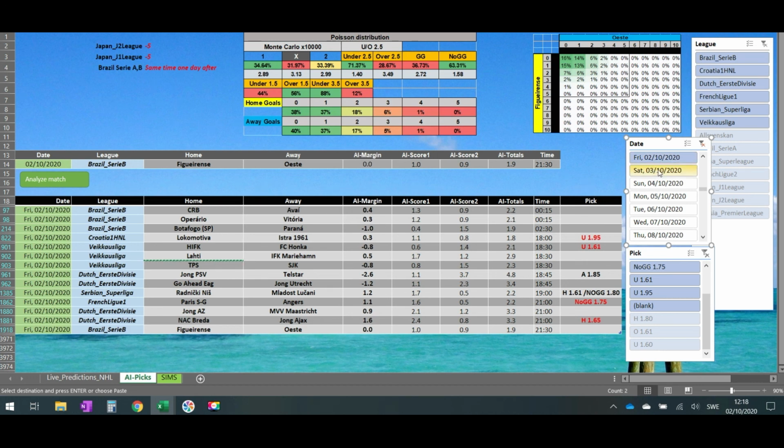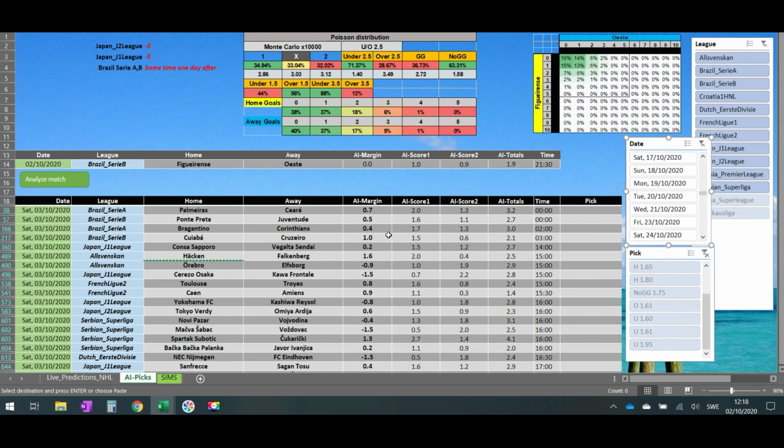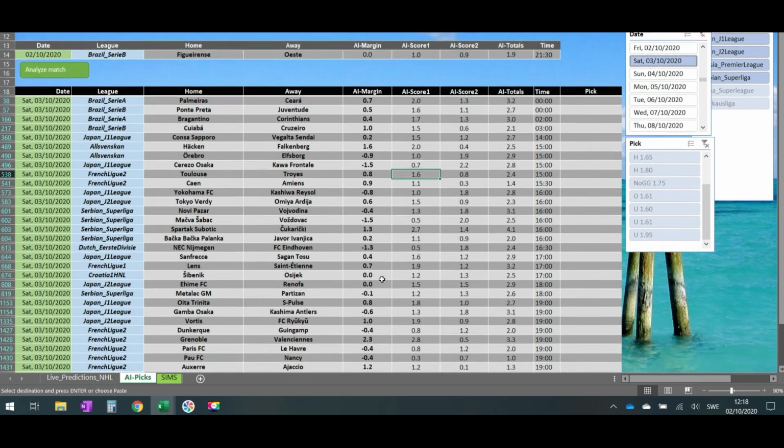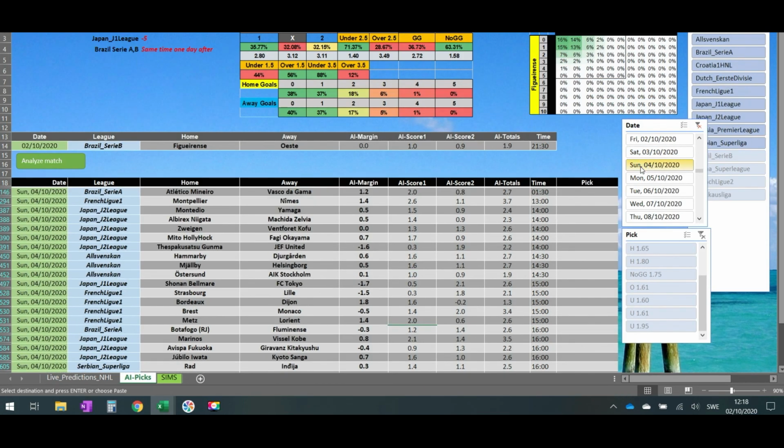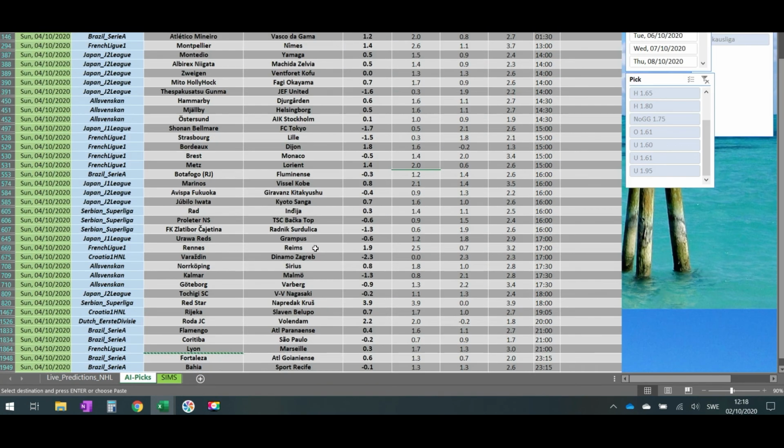On the other days, you can see Saturday. Look how many. Okay, this is Saturday the 3rd. Look how many matches we have to analyze. And this is Sunday. Look how many.